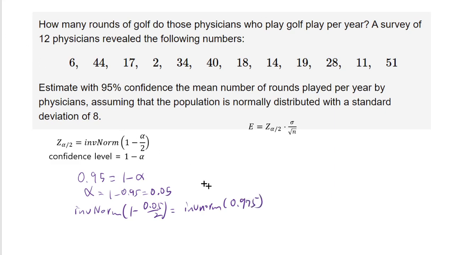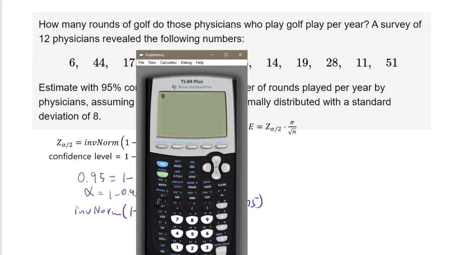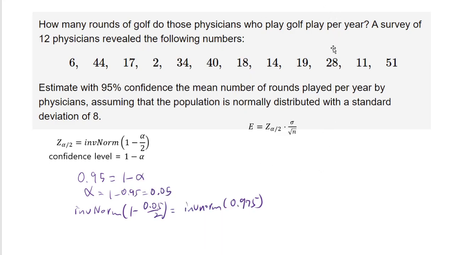Okay, we'll need to use the calculator to find this value. So turn it on, and then you have to do second vars, and then you want to go to inverse norm. Area will be 0.975, then enter. And that value is 1.9599, and if you round it from somewhere here, it's still 1.96. So 1.96 is a pretty good approximation. So let's write that down. That's 1.96.